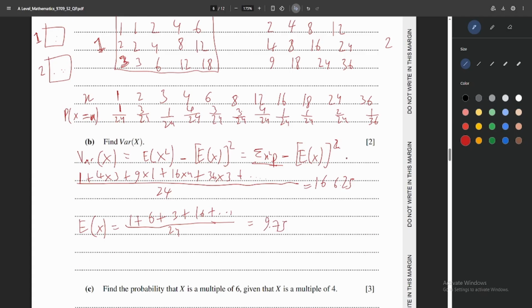So now we apply this formula: 166.25 minus 9.75 square, and we get 71.1875.